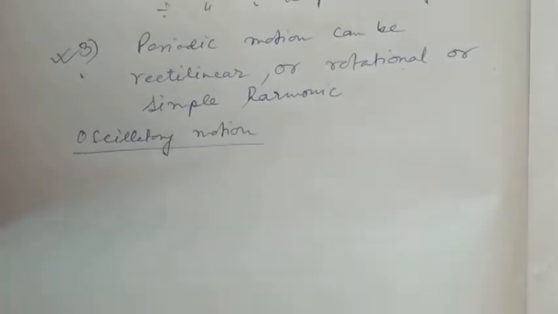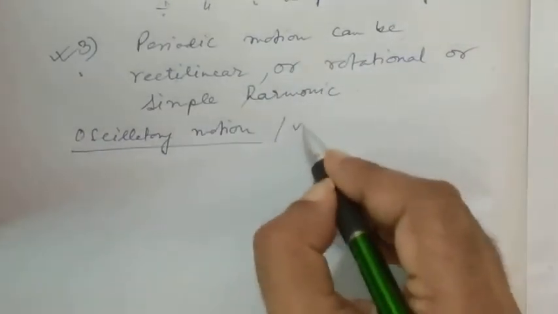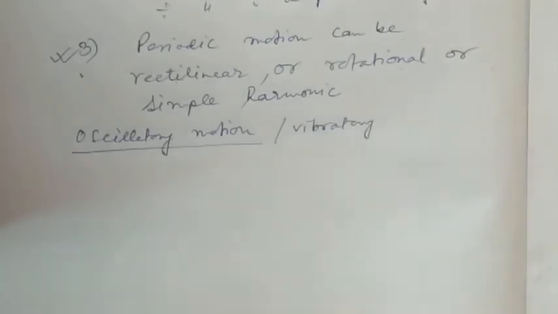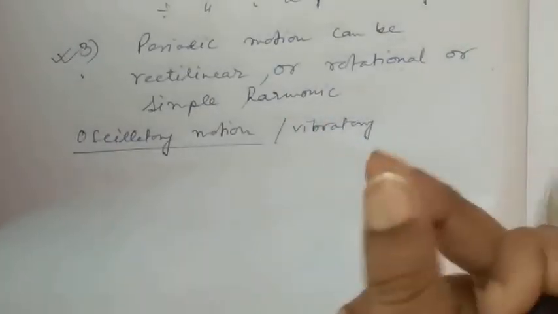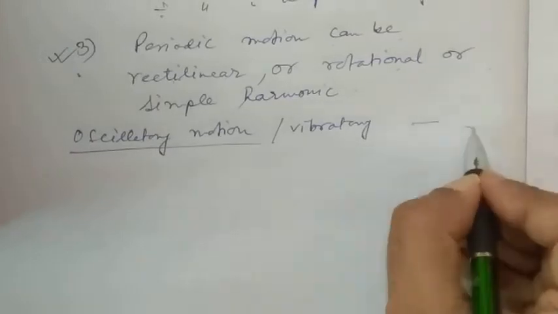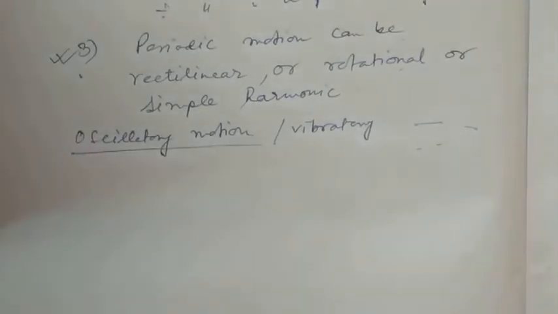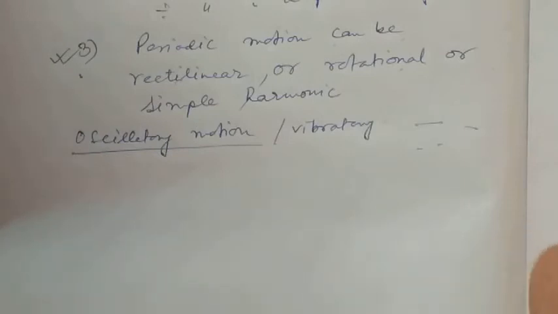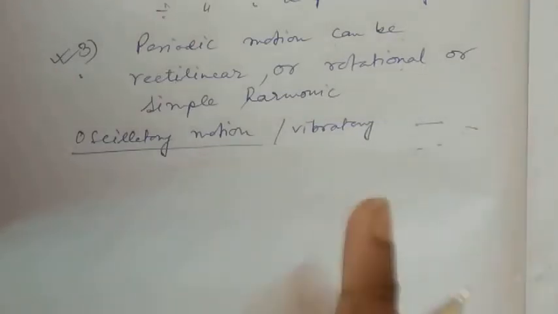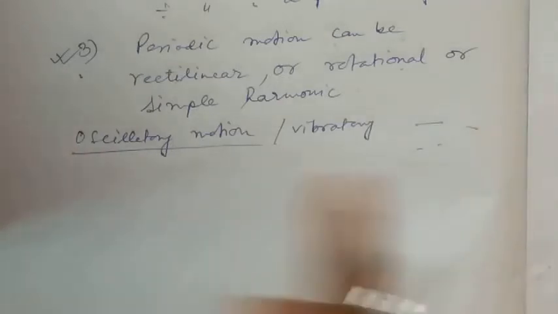Now, what is oscillatory motion? We can say the motion of a body is said to be oscillatory or vibratory motion if it moves back and forth, or you can say to and fro, about a fixed point after a certain interval of time. Now, the interval of time is fixed. After a certain interval of time, the body is moving to and fro, or back and forth.